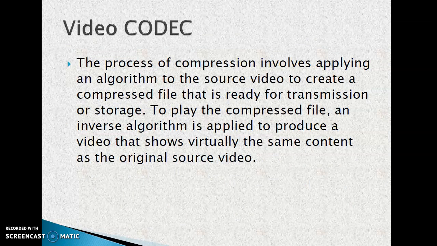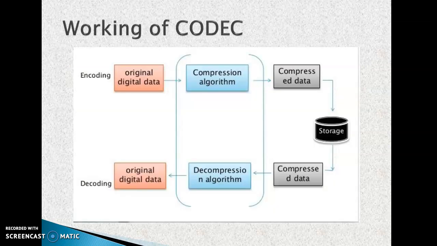Hence, there comes the codec in the picture. What is a codec? Basically, it is video coder and decoder together. The process of compression involves applying an algorithm to a source video to create a compressed file that is ready for transmission or storage, and to play the compressed file, an inverse algorithm is applied to produce a video that shows virtually the same content as the original source video. This is how, in simple format, a codec works.